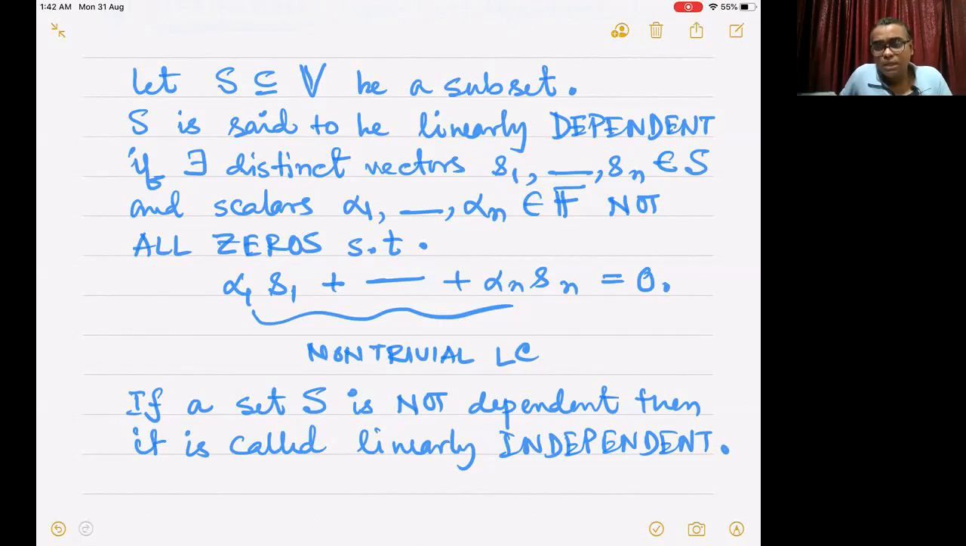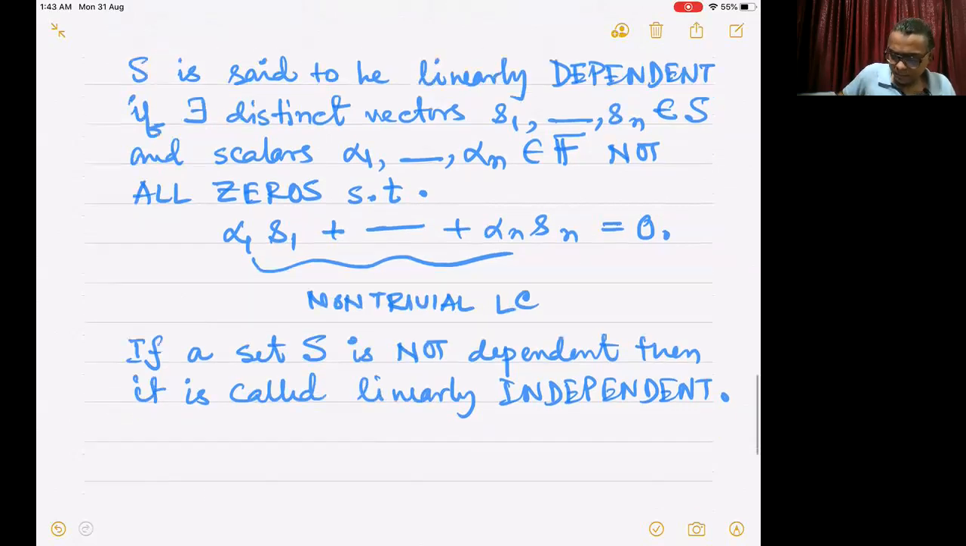Listen, for dependence, existence of one such collection S1 up to Sn was enough. But for independence, you have to check for all possible such S1 up to Sn's, and then conclude whether their linear combinations go to 0 or not. Because you may pick some distinct vectors and see that the linear combination does not go to 0. Does that mean it's independent? No, not yet. I have to check for other S1 up to Sn's, and none of them should give us a non-trivial linear combination that goes to 0. Then and only then we will be able to call that set linearly independent, right?